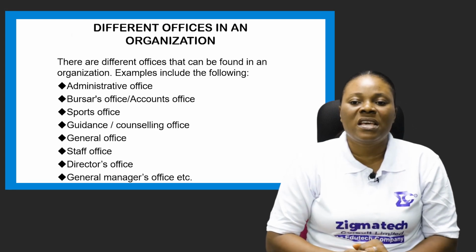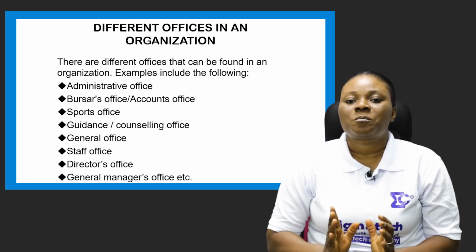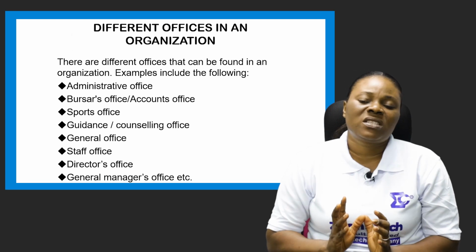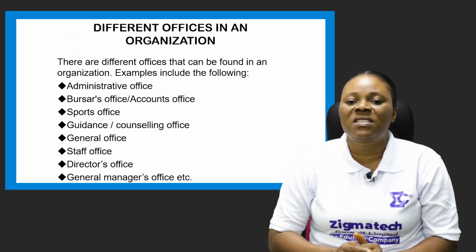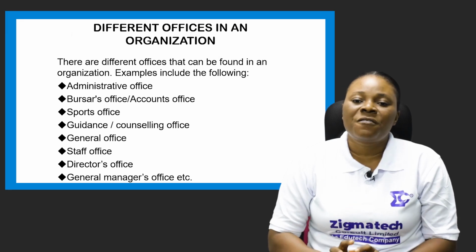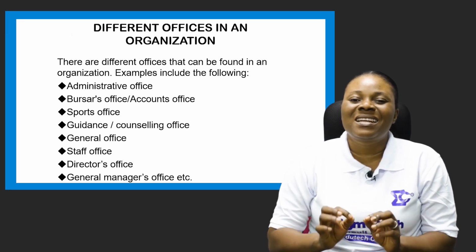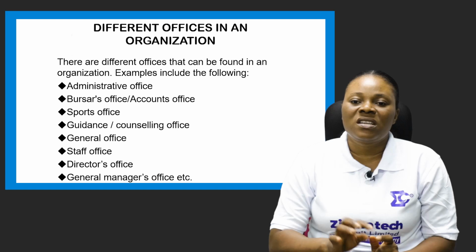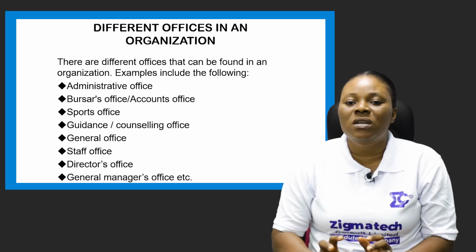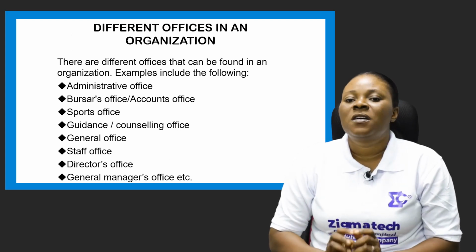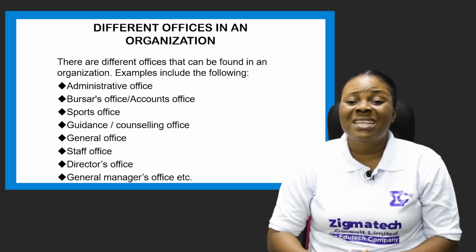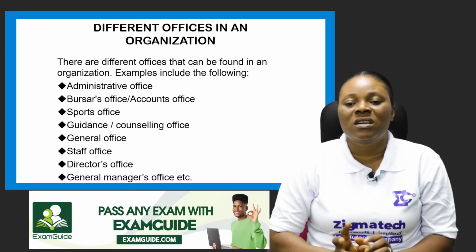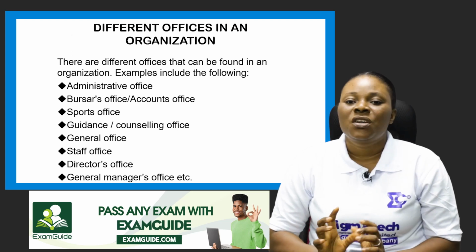So let's just look at examples of offices that can be found in an organization. The first one is the administrative office. The administrative office is more or less the first office you enter when you visit an organization. It is the office that serves as the nerve center of the organization. They are in charge of the general running and management of the establishment. So this office can be found in basically any type of organization you find yourself.